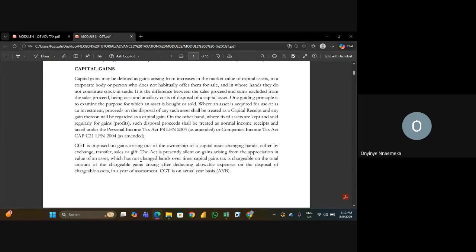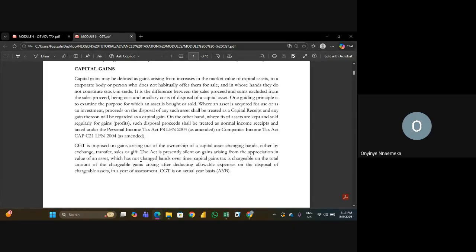So now capital gains is the difference between the sales proceeds and the sum excluded from sales proceeds, being cost and auxiliary costs of disposal of a capital asset. Okay, so it's just the difference between your sales proceeds and the cost of the asset and all the money that you expended while trying to sell the asset. You're going to remove it.